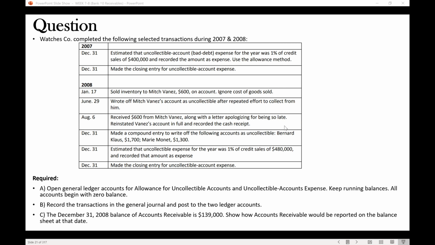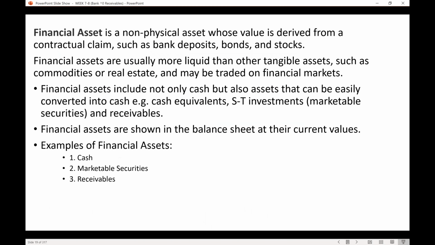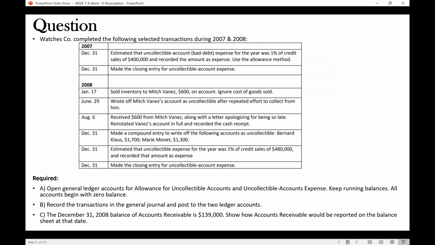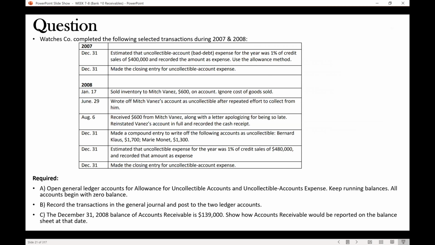Before, we would have looked at what our accounts receivable was and what financial assets are, and that is what you're seeing here. So accounts receivable is another financial asset such as cash and marketable securities. So the first thing that we'll be doing, it says to open the ledger accounts, right? And the ledger accounts that we'll be doing is allowance for uncollectible accounts, or allowance for bad debts, or allowance for doubtful debts, and the expense.